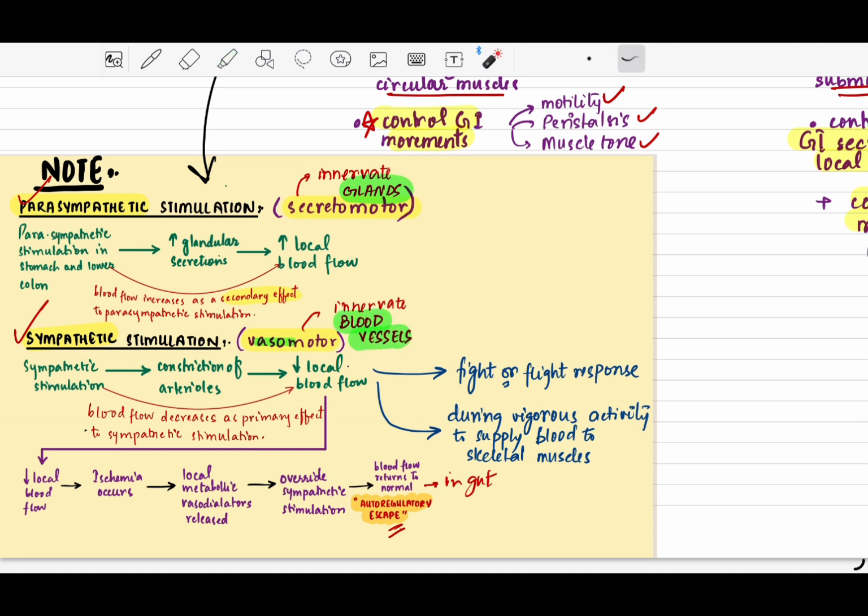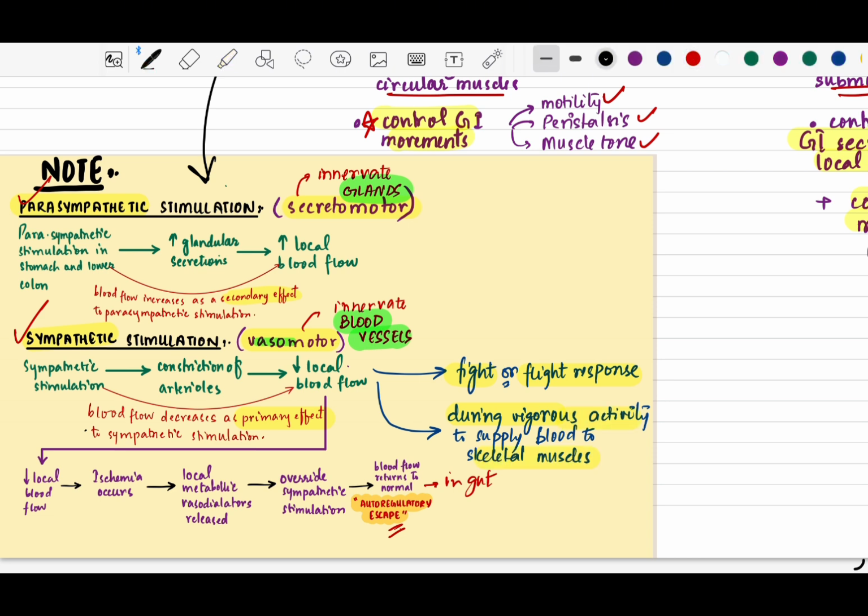Now, sympathetic stimulation is going to constrict the arterioles, leading to a decrease in blood flow, and this is going to be a primary effect as compared to the secondary effect seen in the parasympathetic stimulation. Now, sympathetic stimulation is activated during the fight or flight response, or during vigorous activity when the body is trying to supply blood to the skeletal muscles and divert it from the gut.